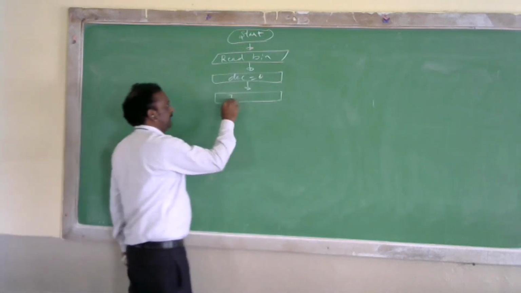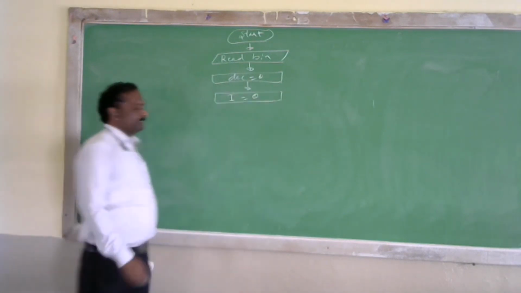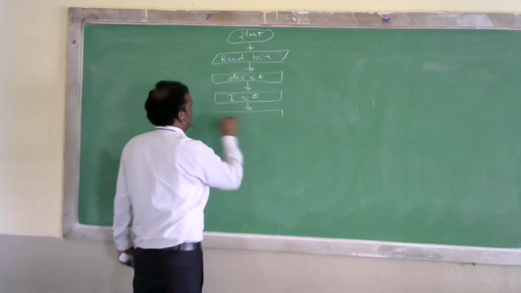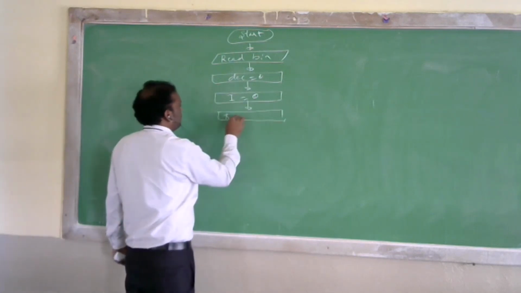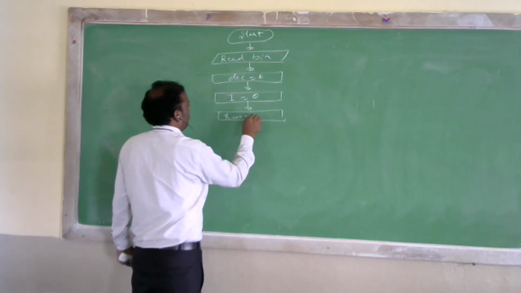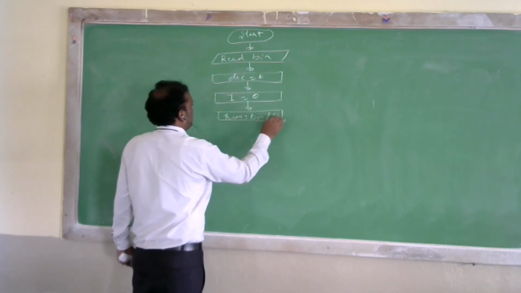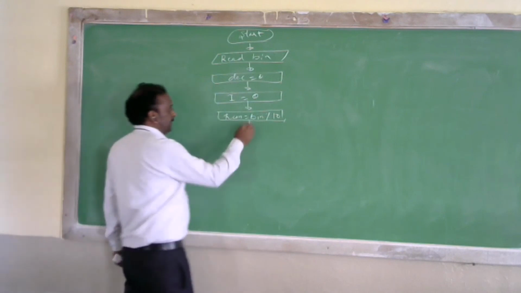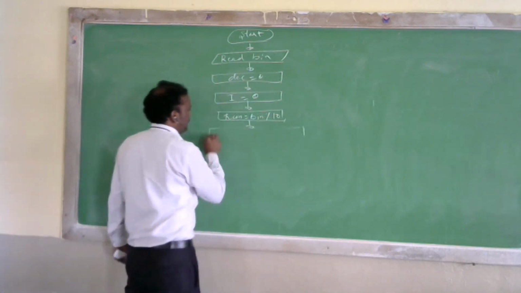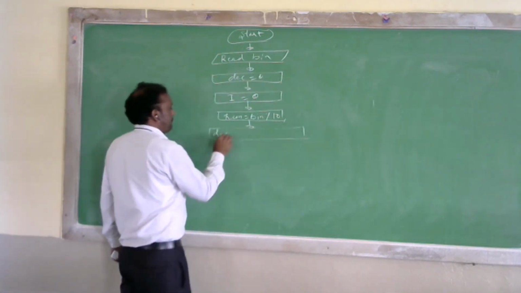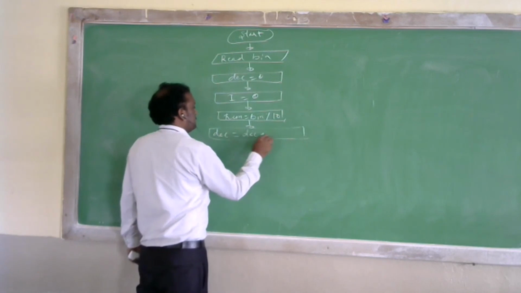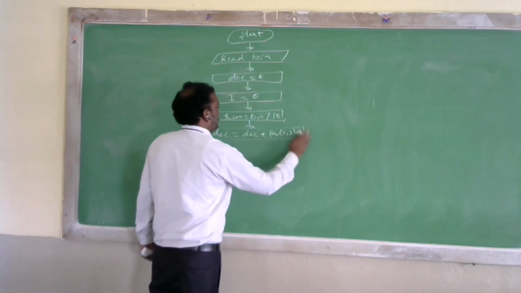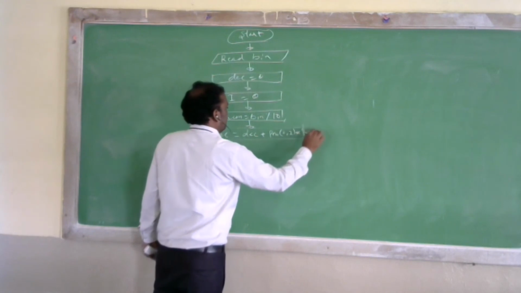What is the initial value of I? I will be 0. Now find the remainder. Remainder is equal to binary modulus 10. Now calculate the decimal value. Decimal is equal to decimal plus power of 2 comma I into remainder.